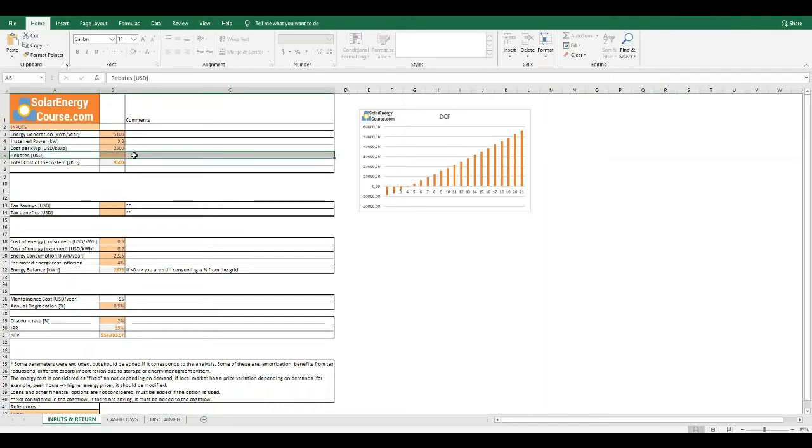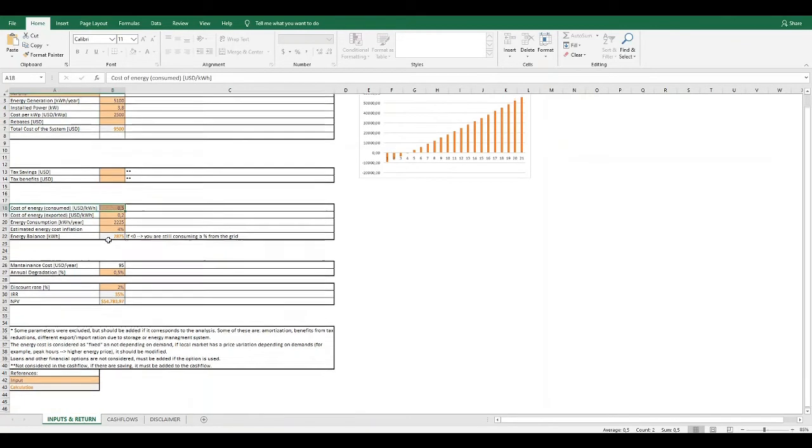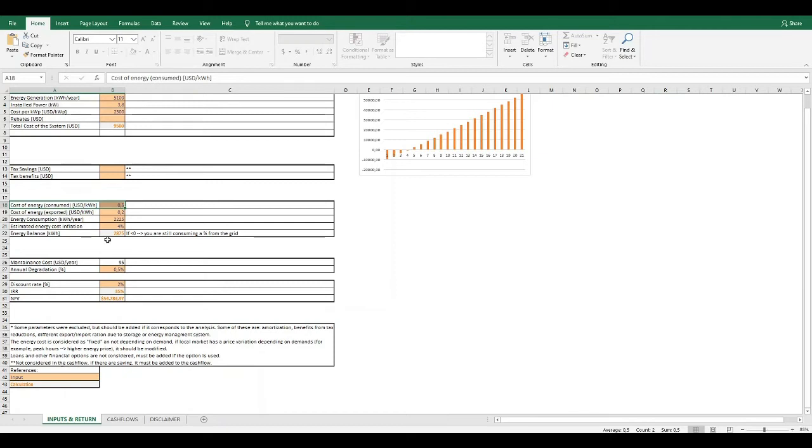If we scroll down a little bit, we can see that we have to complete the cost of energy for both the consumed and the exported energy. The consumed energy, what we consume, we can get from the energy bill, as we explained in the course. This is the cost per kilowatt hour. And the export depends on the local regulations. As we mentioned in the course, it could be the same as the consumed, lower or higher, depending on the policy applied.